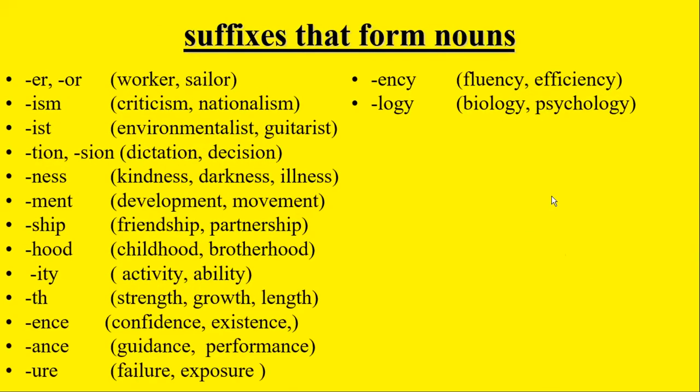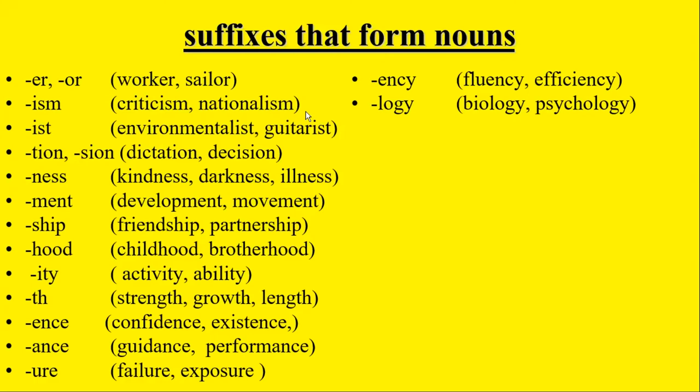Ladylike. Right. Here we are moving on to the next slide, and it clarifies how suffixes can be used to form nouns. Then er and or play a major role in forming nouns. Many nouns are formed with the suffixes ER and OR: teacher, worker, sailor, editor. Then ISM: Buddhism, criticism. Here, criticize, criticism.